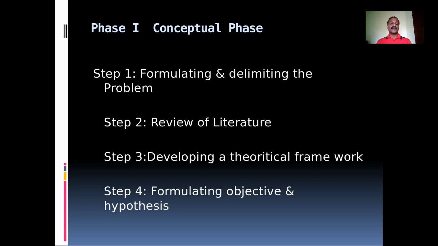So this is the conceptual phase. It is the most important phase, because everything related to the study we are predicting and formulating just before the study. So formulating objective and hypothesis is the fourth step. This we call the conceptual phase. I'll repeat once more. The first phase is called the conceptual phase. Under that, step 1 is formulating and delimiting the problem, step 2 is review of literature, step 3 is developing a theoretical framework, and step 4 is formulating objective and hypothesis.